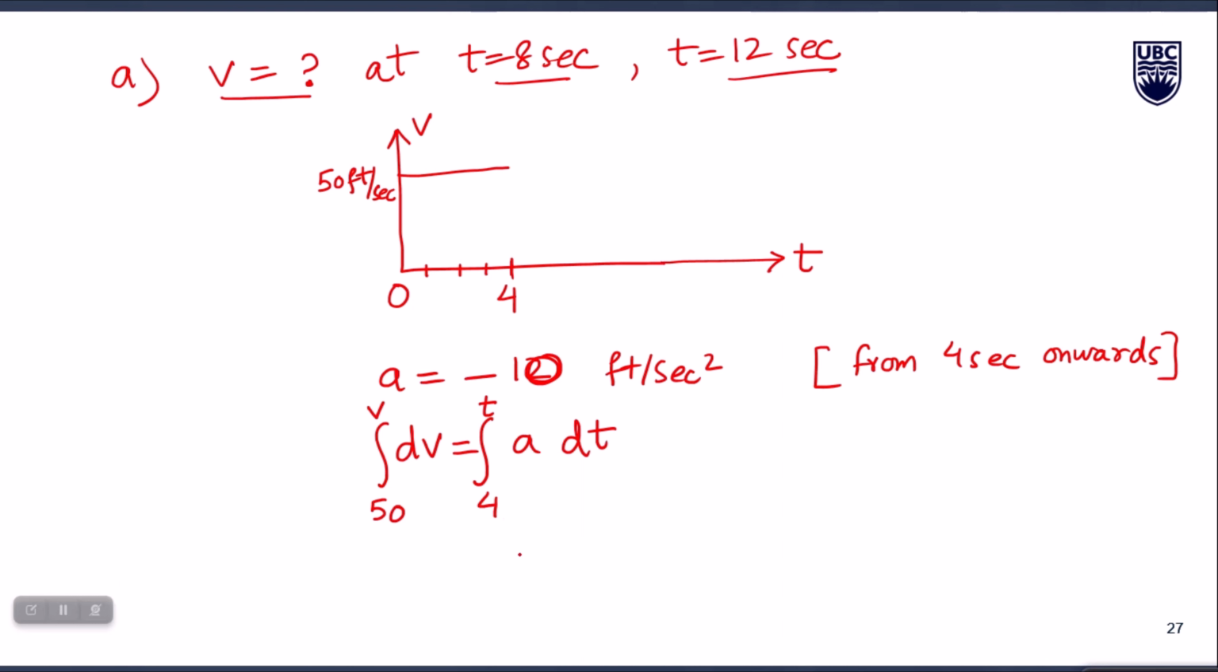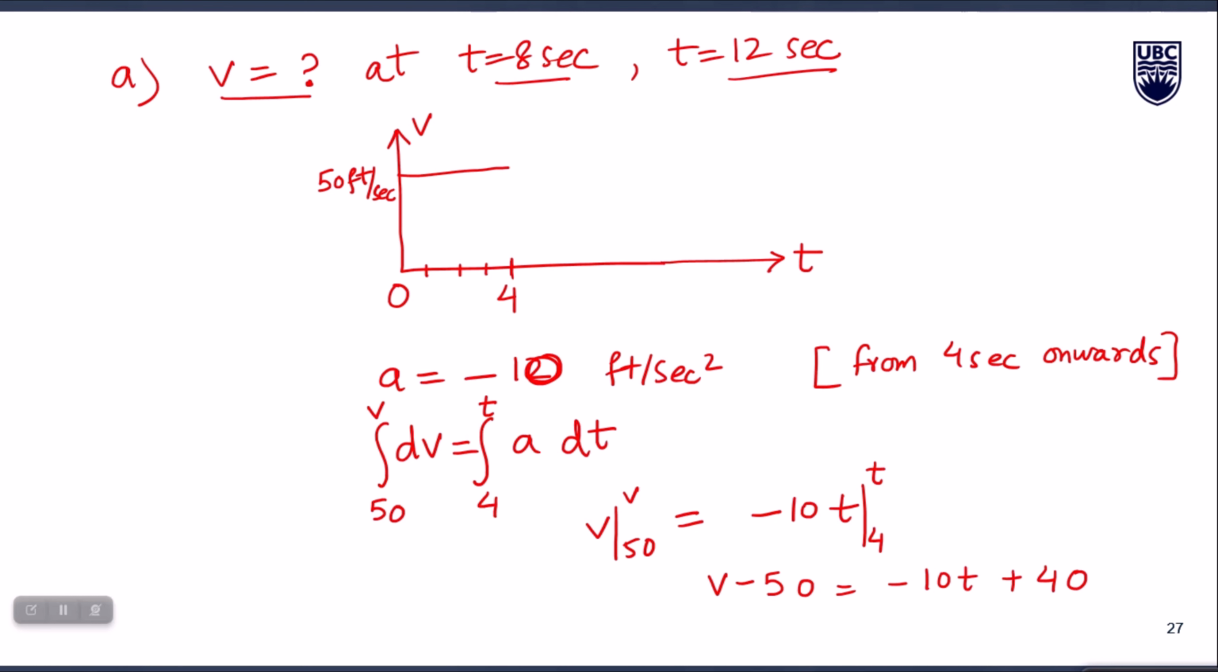It will become v with a limit of 50 to some value of v is equal to a, which is minus 10, right? Minus 10 t, and the limits of t will be from 4 to any time t, right? This should result in v minus 50 is equal to minus 10t plus 40, right? When you apply the limits, upper minus lower.